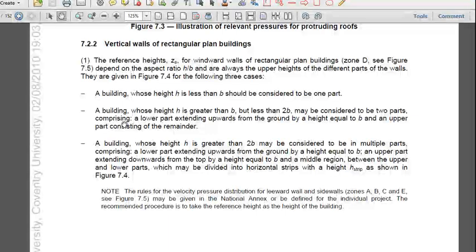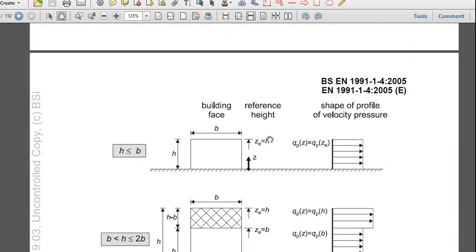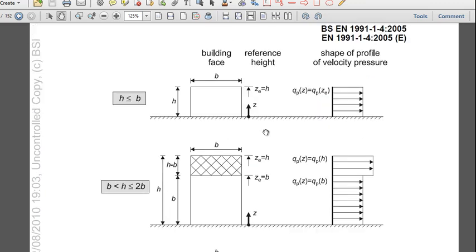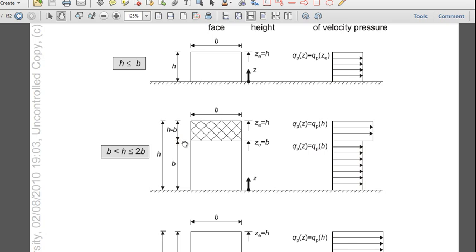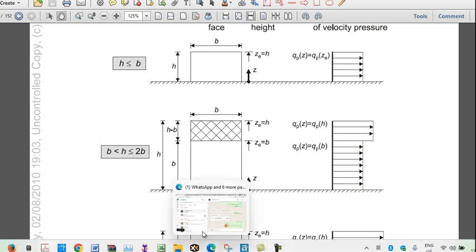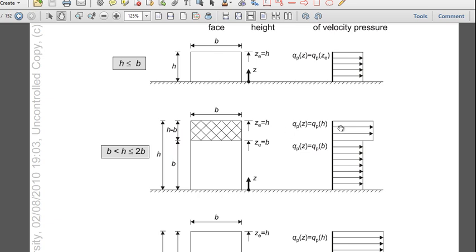Now, it also specifies that for a height greater than the width but less than 2b, you will have to evaluate your wind pressures at two heights. So if the height is greater than the crosswind dimension, but less than 2 times the crosswind dimension, the first elevation you will have to consider is the crosswind dimension, and the second elevation is the height minus the crosswind dimension. And so you're going to use those two elevations. First elevation is ZE, second elevation is H.